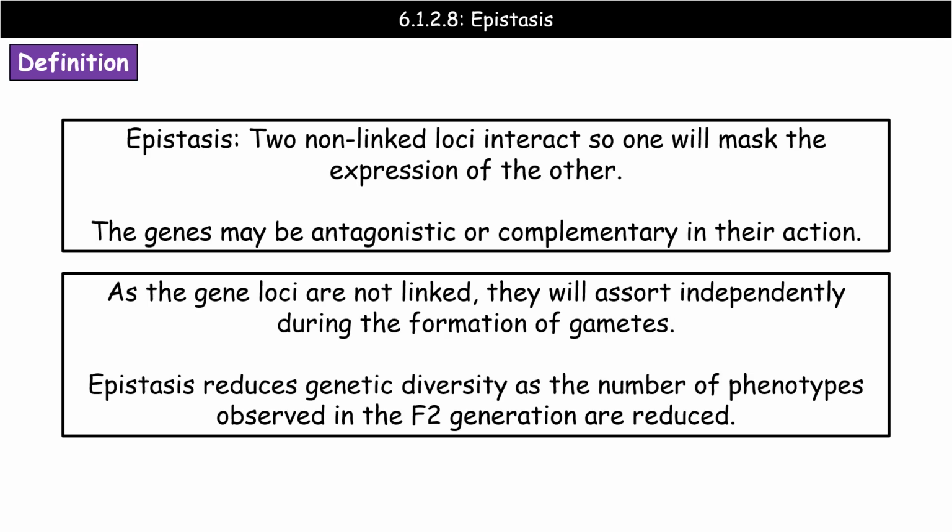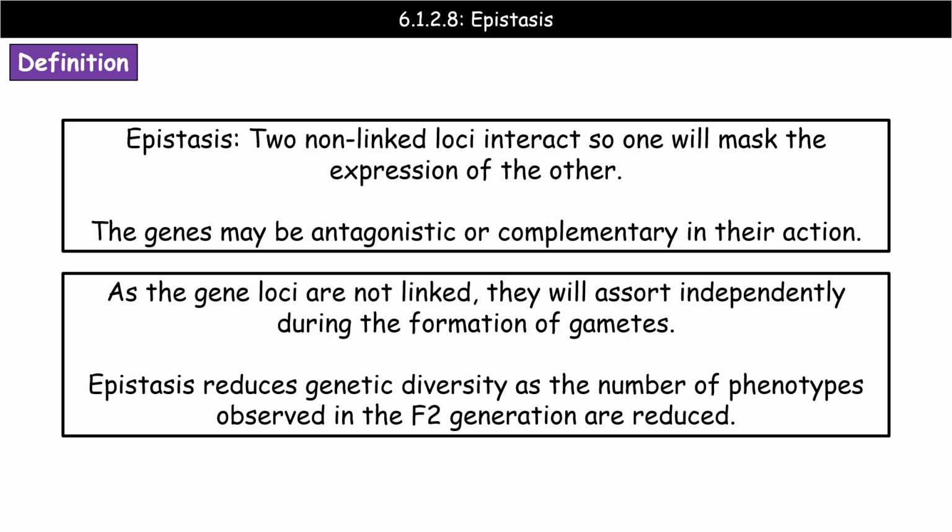I think the first thing that we really need to do before we launch into loads of fun Punnett squares, as always, is to understand what we mean by this phrase epistasis. Now, quite simply, the definition is that we've got two non-linked loci that are going to be interacting so that one is going to mask the expression of another. So what we're really seeing here is two gene loci that aren't actually linked together that do have an influence on each other. That's the key thing with epistasis.